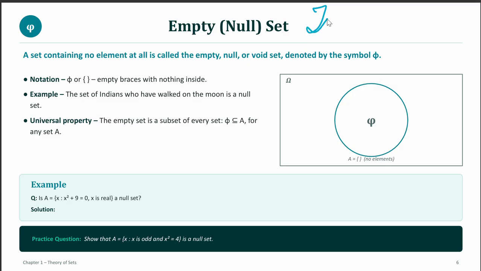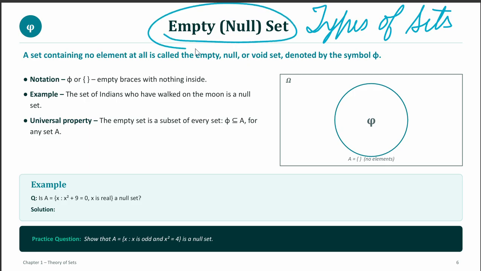Now here we come to the types of sets. First is the empty or null set. The empty set is also known as the void set or the zero set. A set containing no element is called the empty set or void set, denoted by the symbol phi. If you see this Venn diagram here, we have no elements in it. So we basically denote this set with the help of phi.